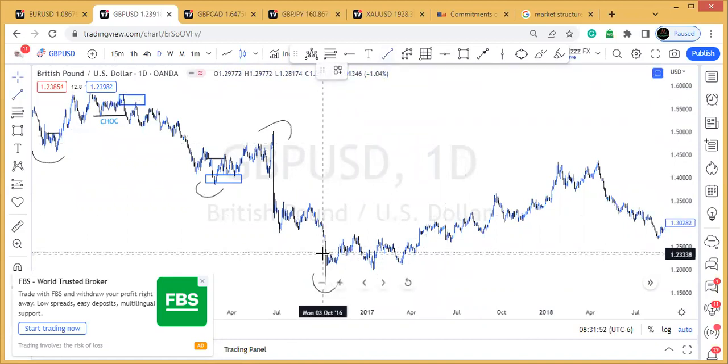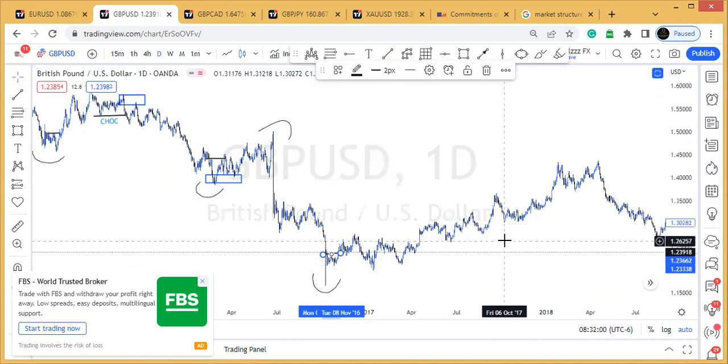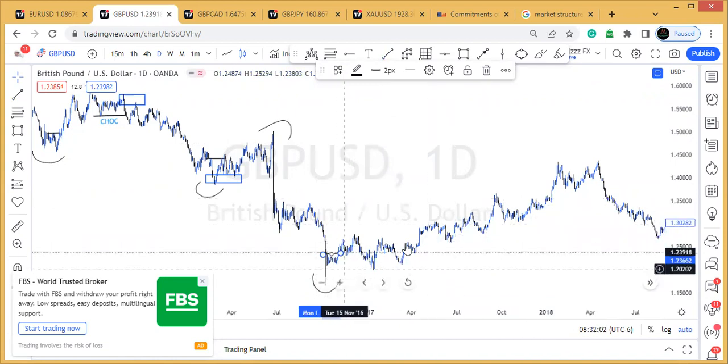But look at the point where you have your change of character. We have a change of character right here. Price returns to mitigate this area. And the market is still bearish, but we have opportunity to buy in the market using internal structure.